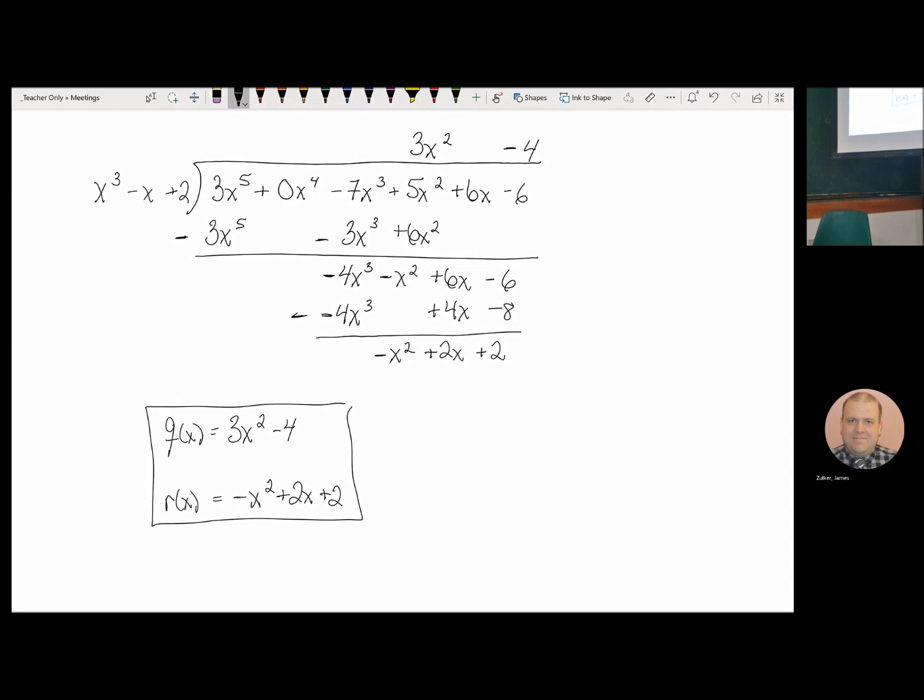Easy, right? Just tedious. This just requires arithmetic.